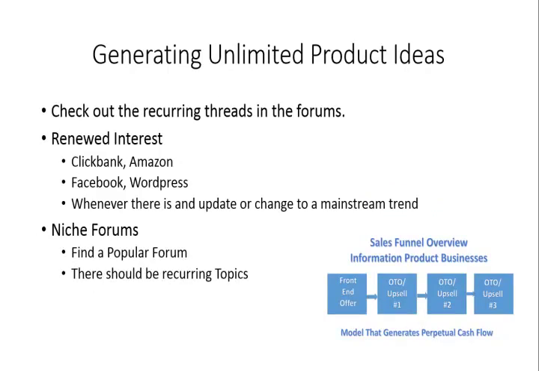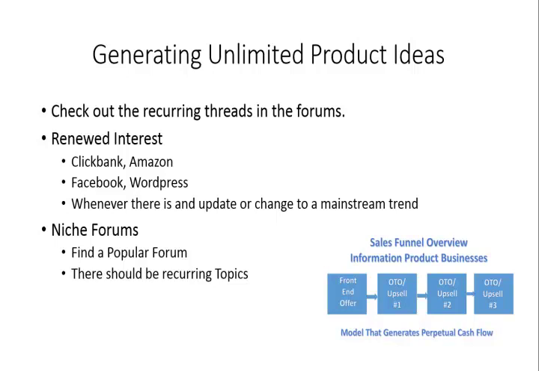Now, in terms of unlimited product ideas, you want to start thinking about how you're going to generate product ideas. There are a couple of different ways to think about this. One of the first things you can do inside of the forums where your niche is, is look at all of the threads that recur. In other words, what are the questions that people are asking over and over again? Because obviously, even if they're getting answers, they're not satisfied with the answers, or that they know how to execute whatever the advice is.